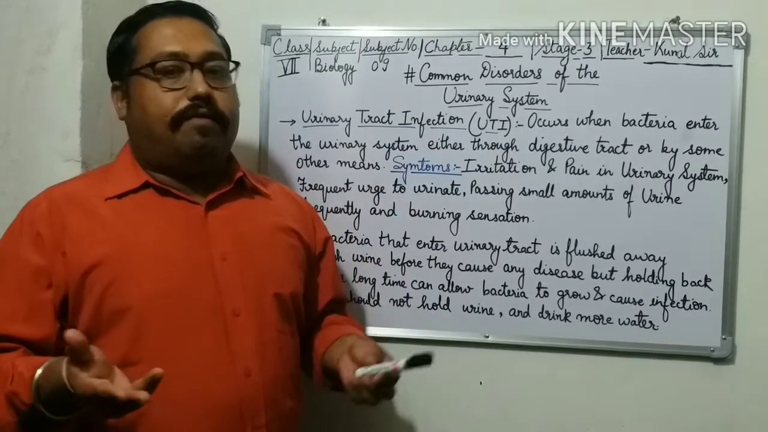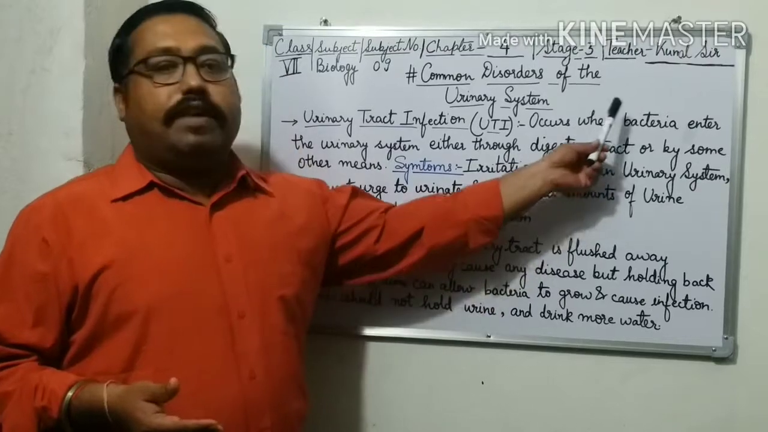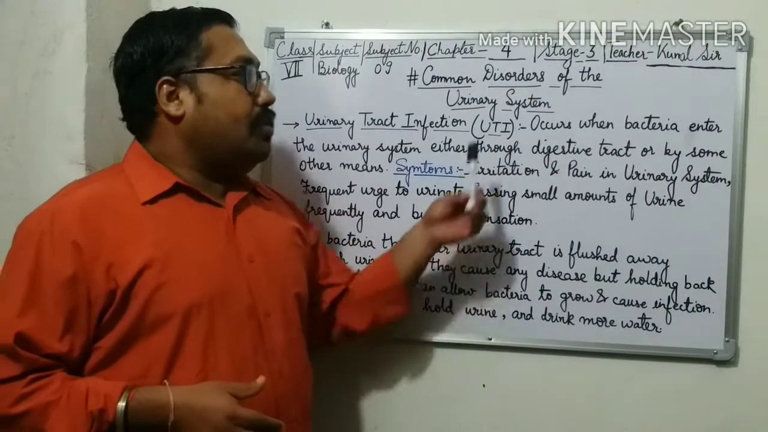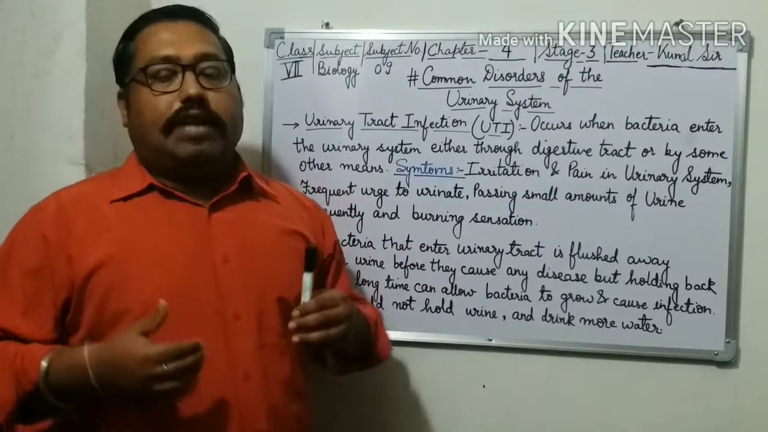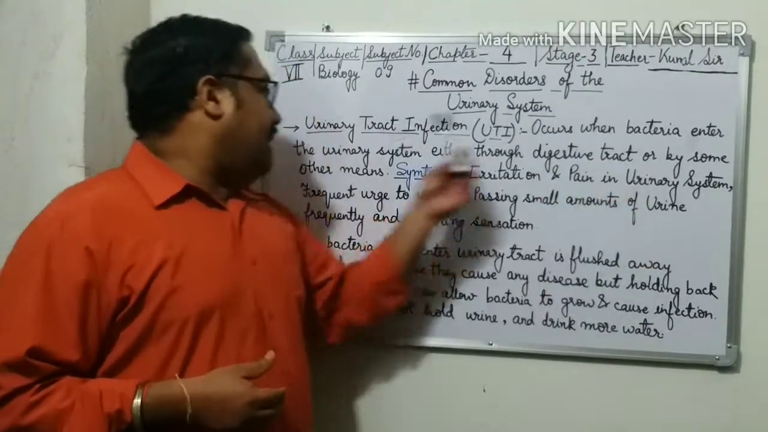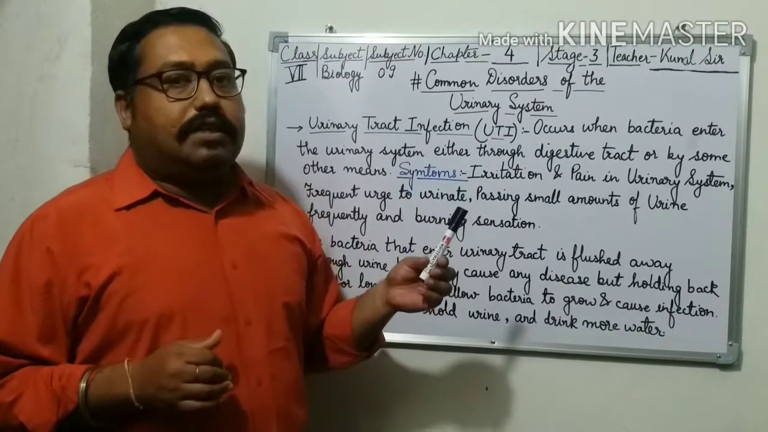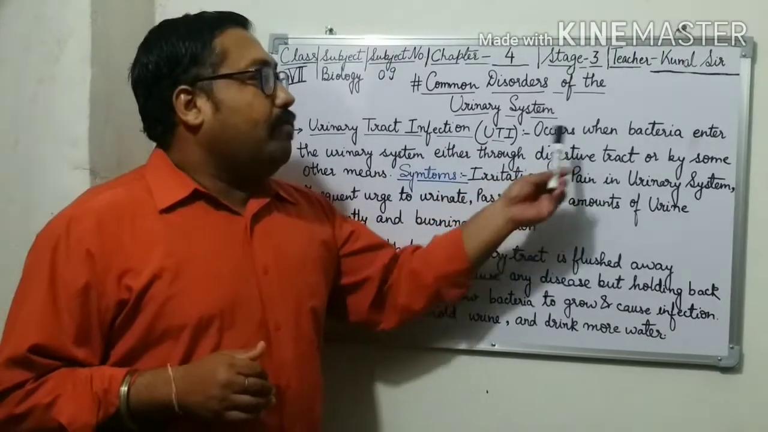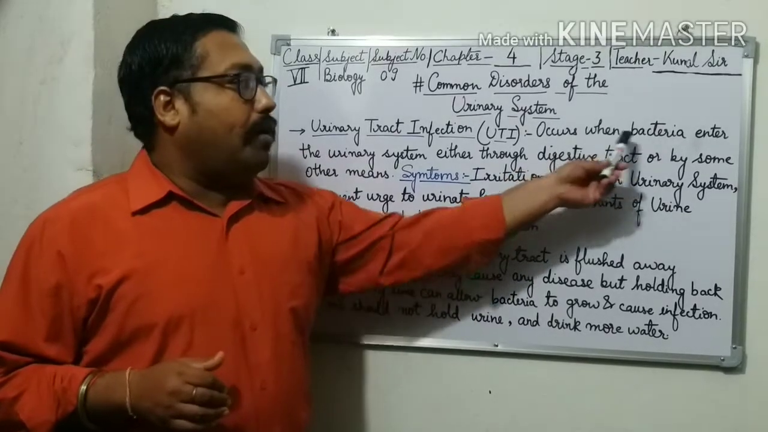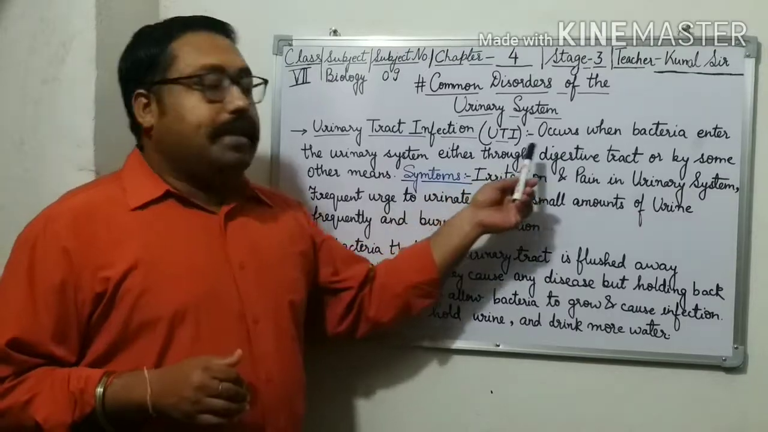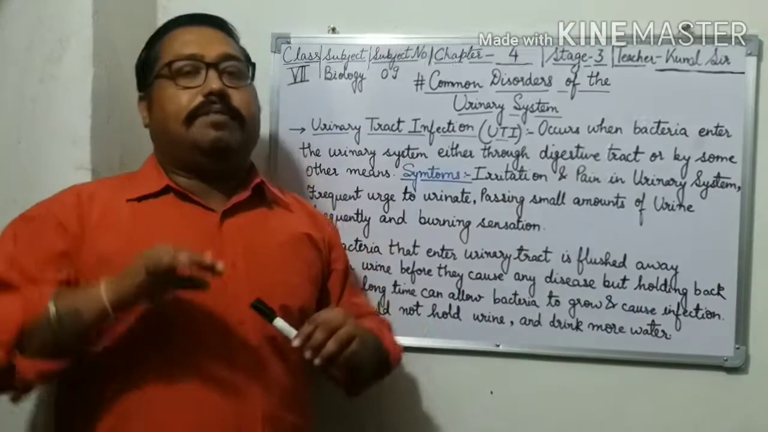It occurs when bacteria enter the urinary system through the digestive tract, through the digestive passageway, or by some other means. Why is it happening? Why is it causing the disease? When the bacteria enters the urinary system either through the digestive tract or by some other means.